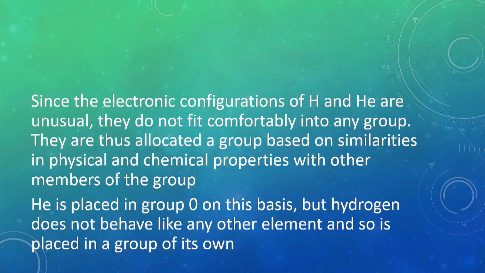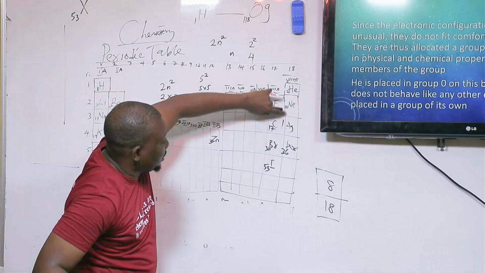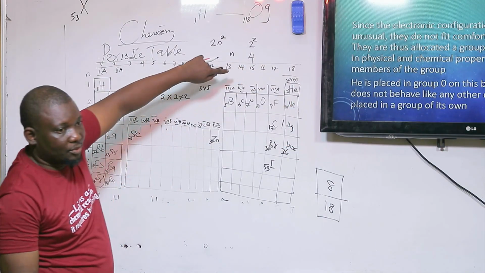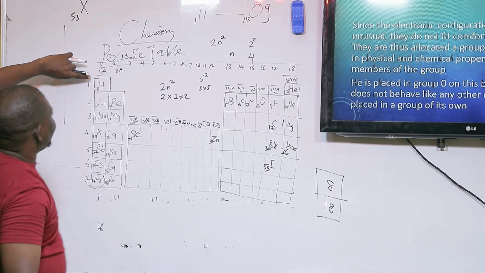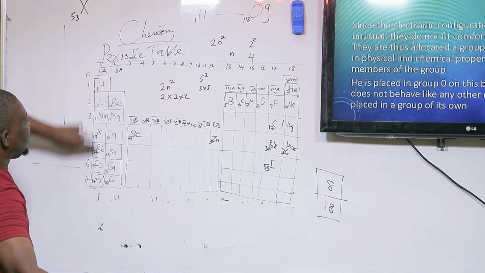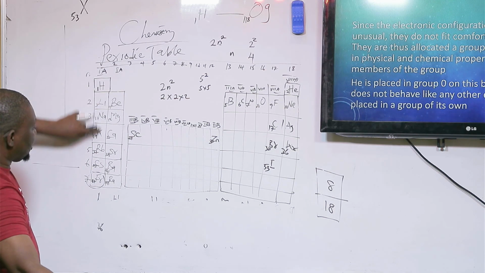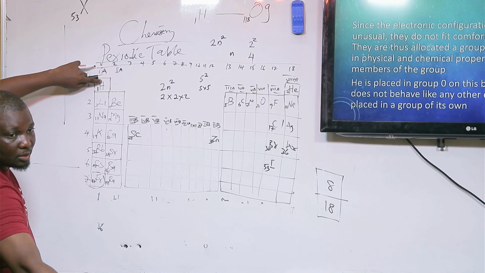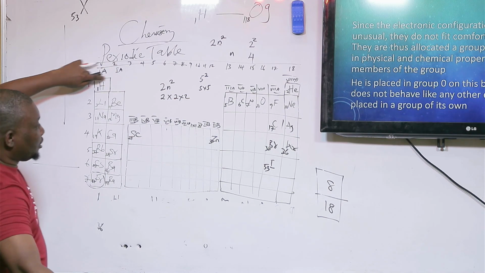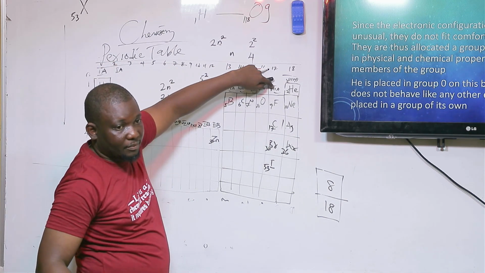Okay. Electronic configuration of hydrogen and helium are unusual. I think I said it before. Very unusual. Because if you assign this as group 8, this does not have up to 8 valence electrons. Are you with me now? Other elements down here have 8 valence electrons. So they are unusual. And if you assign hydrogen to this particular group, it doesn't have the same property because all these are metals, but this one is what? Non-metal. So as a non-metal, it should have been placed in group what? 7.